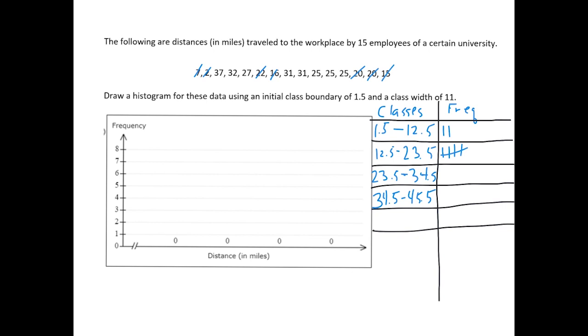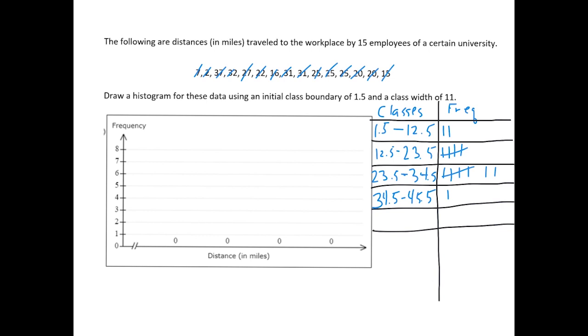Next, between 23.5 and 34.5. There's one. There's one. There's one. Another. Another. And then 2 more. And then how many in between 34.5 and 45.5? Well, there's just one. So now that I have that, I know how to draw my histogram.